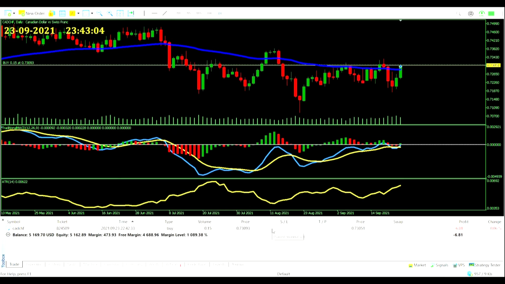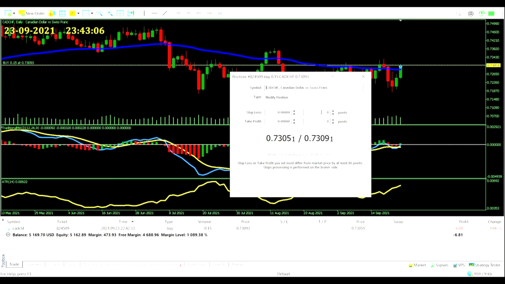That means we can set our stop loss and take profit. As per our ATR value here, it is 622 for the stop loss and 1.5 times that value for the take profit is 933, or 93.3 pips. 93 pips, 3 pipettes, however you like to say it.